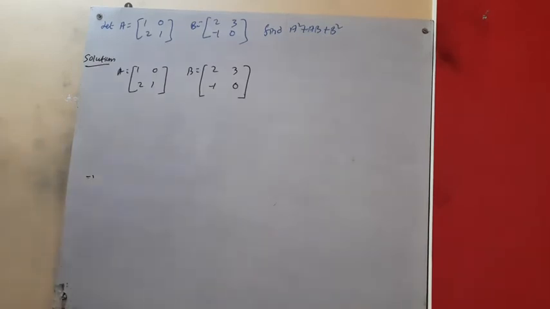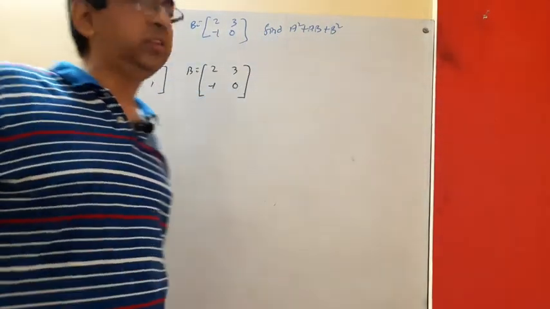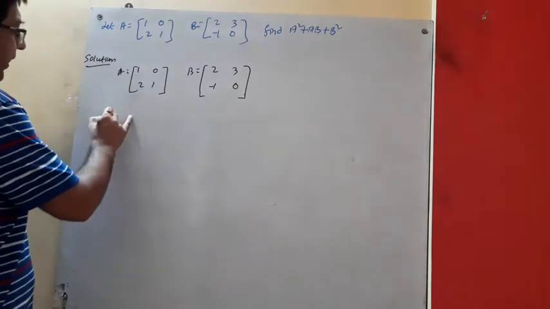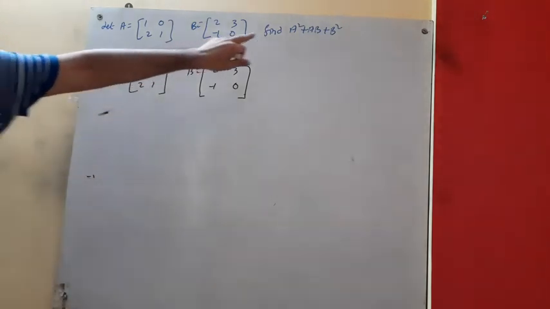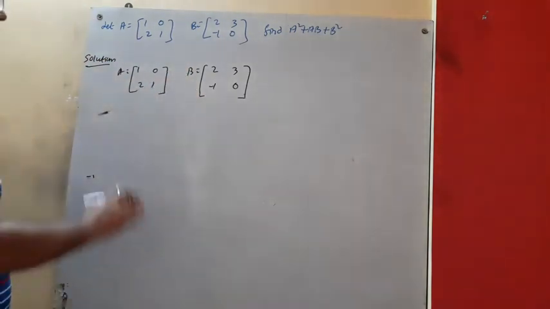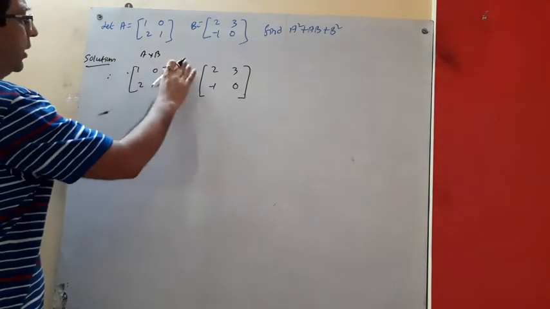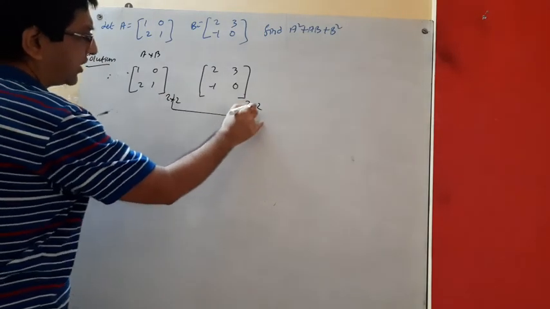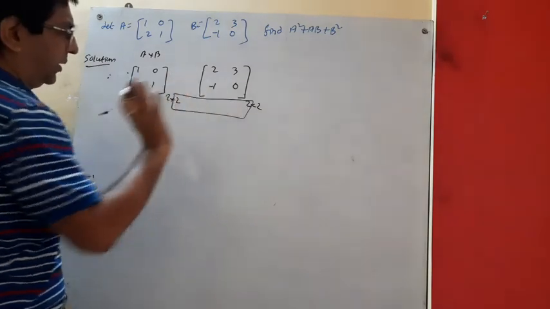Now, this one. A is given, B is given, find A square plus AB plus B square. What is A square? A square doesn't mean the square of the matrix elements. No, A square means A into A. So, at first we go for multiplication of AB. I have written here A cross B. So, what we will do? A into B, at first we are doing. Look, this is 2 into 2, this is 2 into 2. Look, this one is the same: the column number of the first matrix equals the row number of the second.